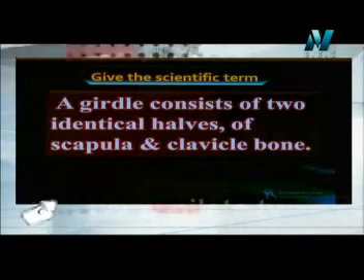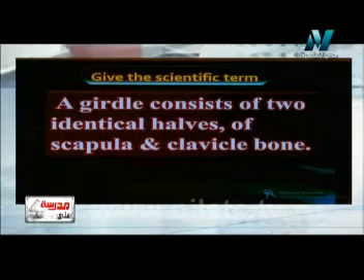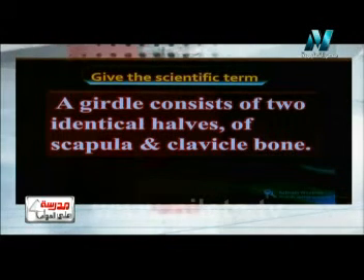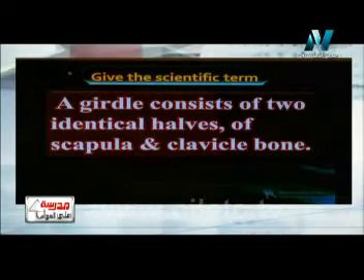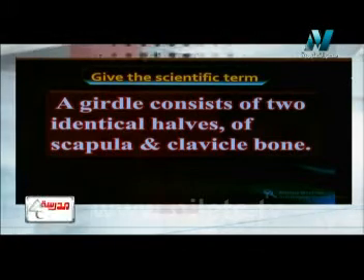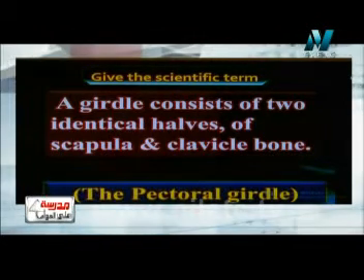The next. A girdle consists of two identical halves of scapula and the clavicle bone. Of course, this girdle is the shoulder girdle or pectoral girdle.